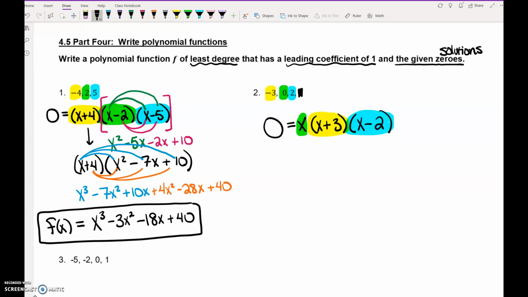And you always want to put that x that's by itself in front. It's just going to make things easier. So anytime that you have a solution of 0, you are going to have an x in front. The solutions that aren't 0, those are going to be parentheses with pluses or minuses in them.